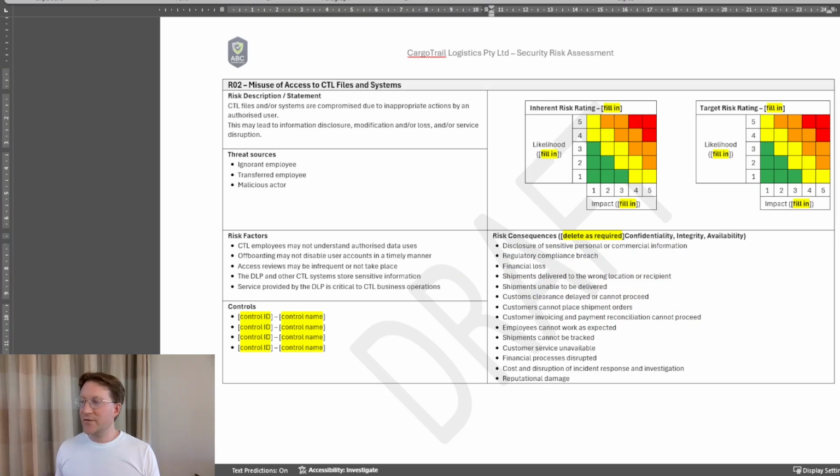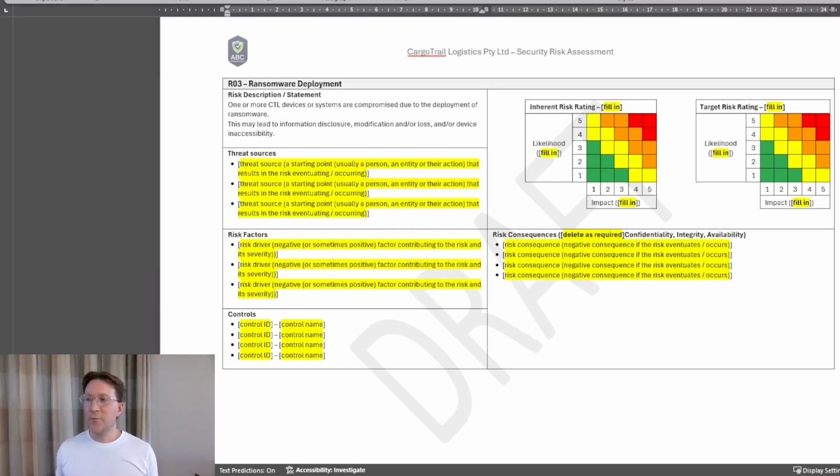In terms of consequences, we know that C, I, and A are all affected, and the illicit consequences are the same as the previous risk, because ultimately we're talking about when people have access to confidential information or important files and systems. These are all the bad things they can do. It's essentially the same. Well, risk 3, ransomware deployment.